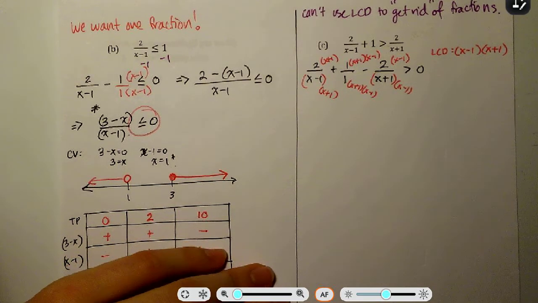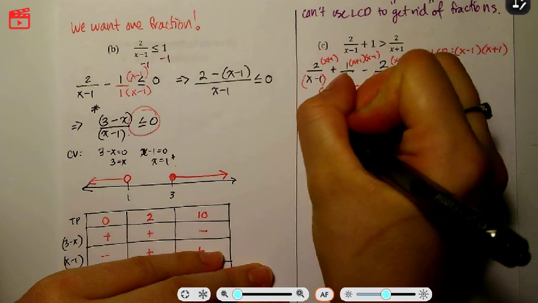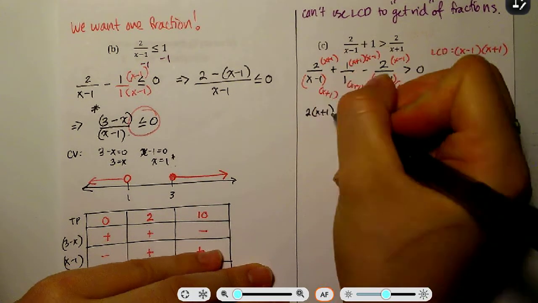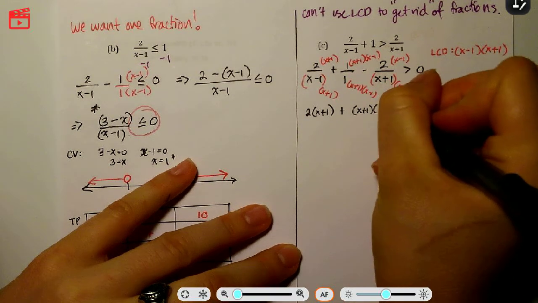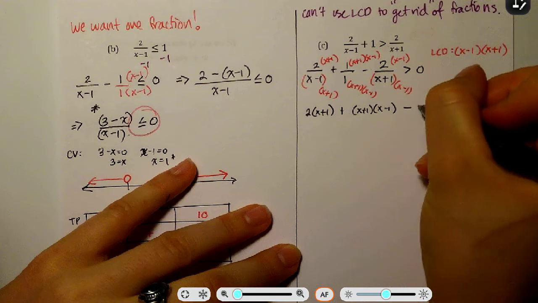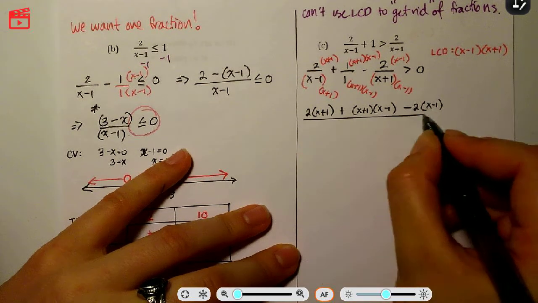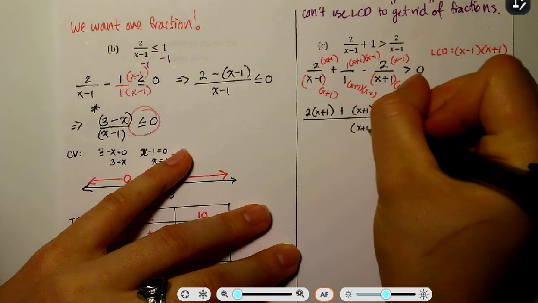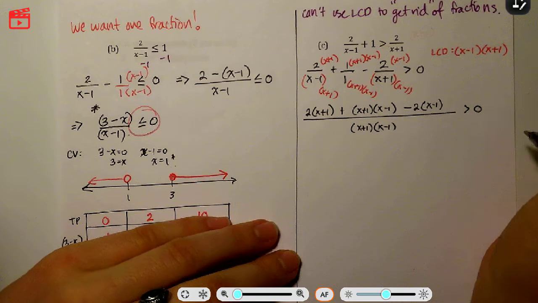Whew, that's a lot of writing. Am I going to run out of space? Hopefully not. All right, let's see. So 2 times x plus 1. I'm just going to clean this up. Plus x plus 1, x minus 1, minus 2 times x minus 1. And that's all over the one big fraction of x plus 1, x minus 1. And we want that greater than 0.